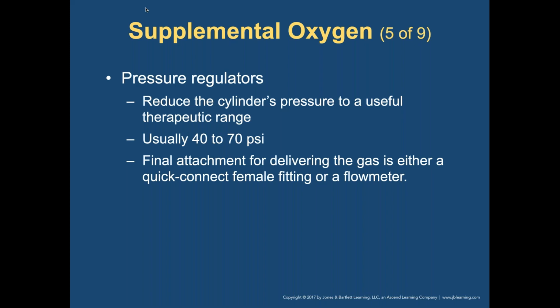Inside and outside thread sizes vary depending on the gas in the cylinder. And like the pin indexing system, this prevents accidental attachment of a regulator to a wrong cylinder. So with the pressure regulators, the pressure regulator reduces the cylinder's pressure to a useful therapeutic range for the patient, usually around 40 to 70 psi.